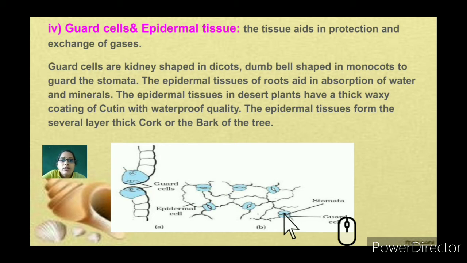So what happens with respect to epidermal tissues in deserts? You can see certain cactus have a thick wax coating on the outer layer which represents the leaf. It consists of cutin with waterproof quality. You can see epidermal tissues that form in several layers, that is thick cork or the bark of the tree. So epidermal tissues mostly help in protecting the plant and its cells from adverse conditions.